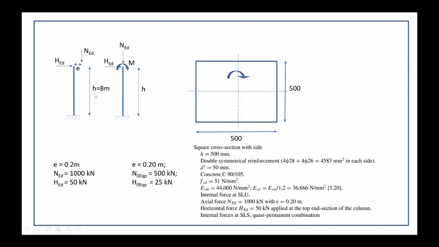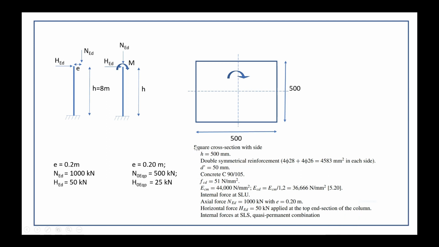The height of the column is equal to 8 meters, the section is a square section 50 multiplied by 50 centimeters, and we apply a horizontal force at the top of the column of 50 kilonewton, and the vertical force with eccentricity. The vertical force is 1000 kilonewton, and the eccentricity at the top of the column is 0.2 meter. These are the parameters for the service.